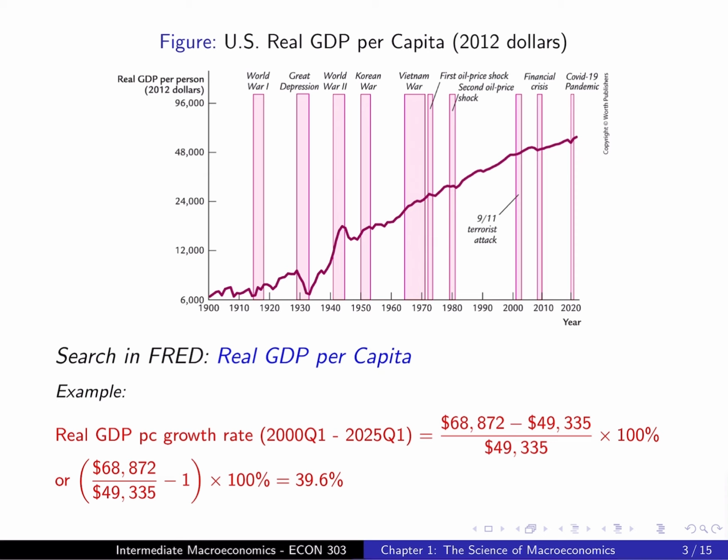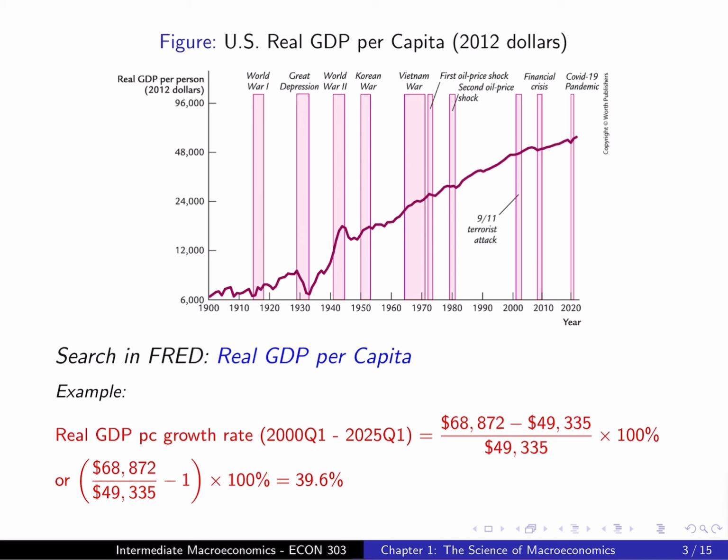Knowing real GDP per capita as of 2025 first quarter is $68,872, and real GDP per capita as of 2000 first quarter is $49,335. To find the growth rate, you take 68,872 minus 49,335 divided by 49,335 times 100%, that equals 39.6%.